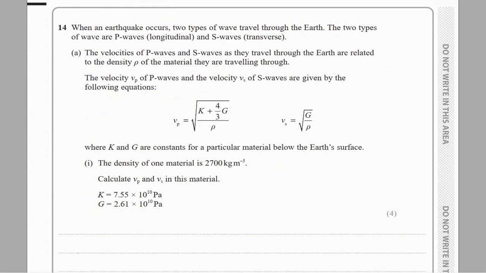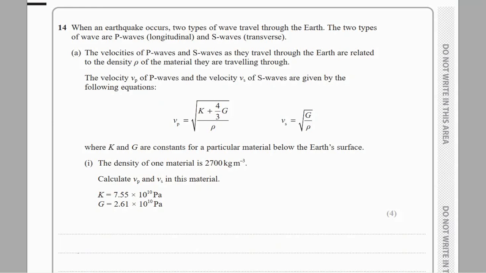Question 14 says, when an earthquake occurs, two types of waves travel through the earth. The two types of waves are P waves, which are longitudinal, and S waves, which are transverse. Question part A says, the velocity of P waves and S waves as they travel through the earth are related to the density of the material they are traveling through.